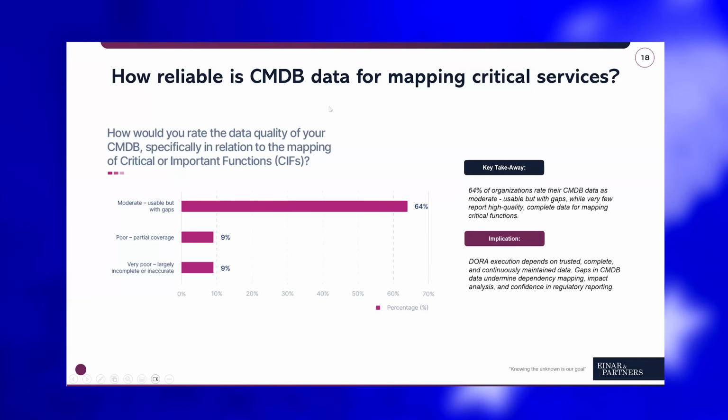And what we see there is, first of all, how reliable is the CMDB data for mapping critical services? And what we ask then these organizations is to rate the data quality of their CMDB, specifically then in relation to these critical or important functions or CIFs. It's not awful. So most people say that it's moderately reliable, it's usable, but there are some gaps. But there are also some organizations who are saying it's poor with partial coverage or very poor with largely incomplete or completely inaccurate.